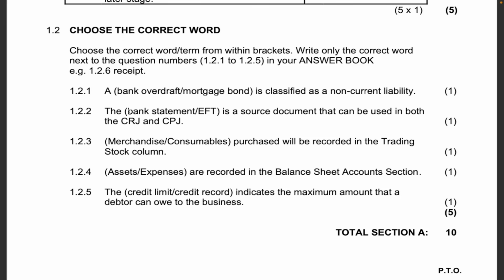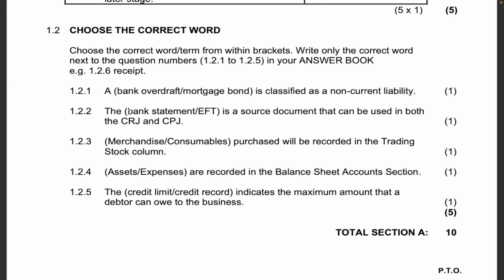1.2.4, assets or expenses are recorded in the balance sheet accounts section. Well, remember, this is now referring to the trial balance, where you have two sections. So you have the balance sheet account section and the nominal account section. In the balance sheet account section, we usually record what goes into the balance sheet or the statement of financial position, which is assets, liabilities, and capital and drawings, which goes under equity. And so the answer there is, of course, assets.